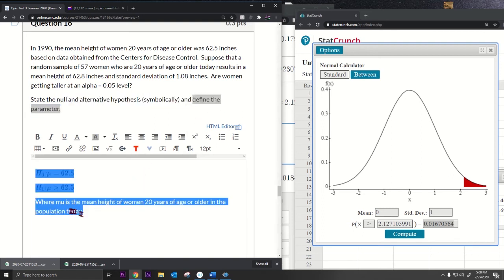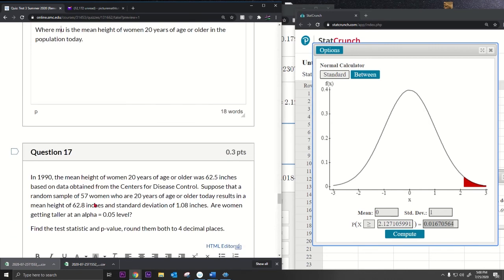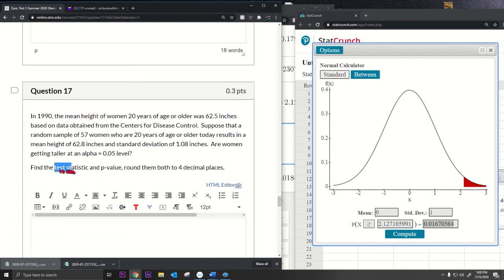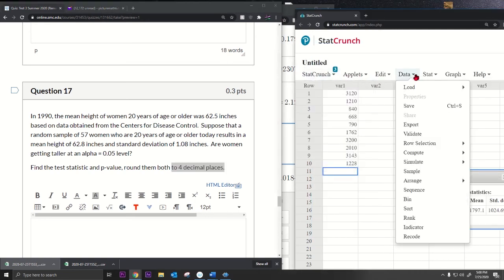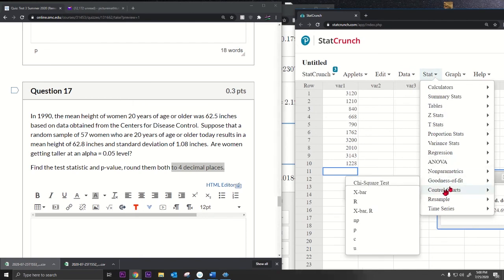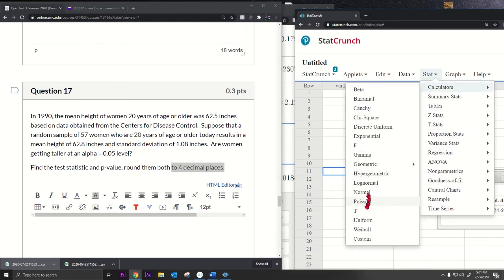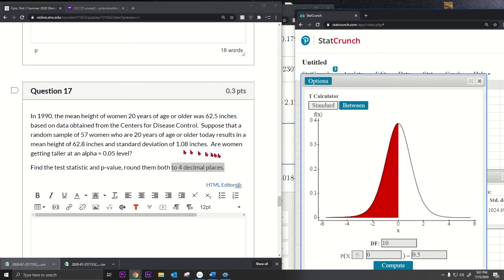Next is to define the test statistic and p-value, and we're going to round to 4 decimal places. What's a test statistic? We're dealing with the mean, so I'm going to use t. Don't make the same mistake I made last time, where I used the normal. I'm supposed to use the t-distribution because sigma is unknown.